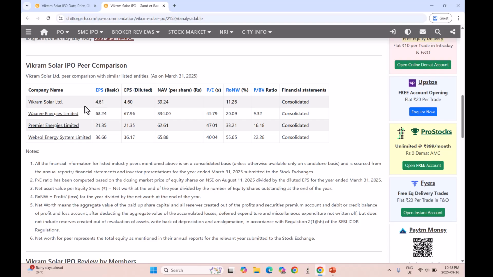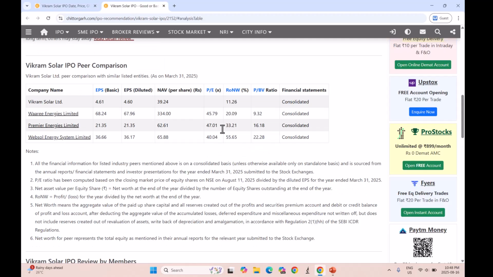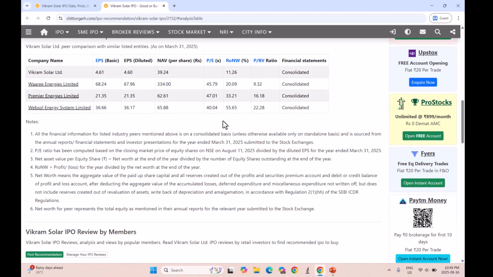If you see the EPS of this Bikram Solar IPO, it is around 4.61, which is way lesser than the other industries. And if you see the net asset value, that is NAV, that is also lower. If you compare the price to earning ratio, the PE is around 85, which is way higher as compared to its listed peers. It is very expensive as compared to the listed peers.